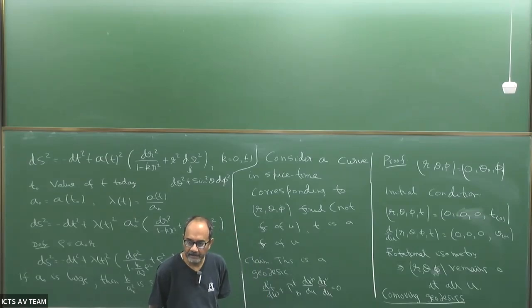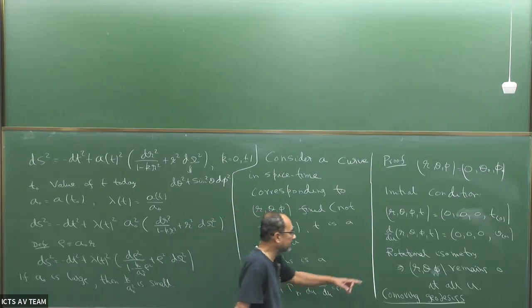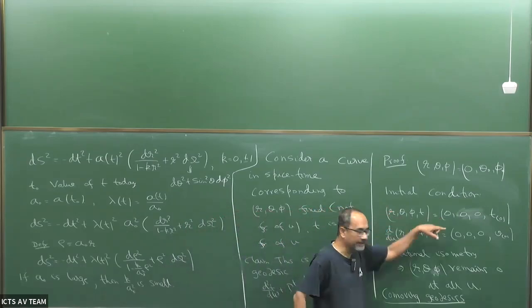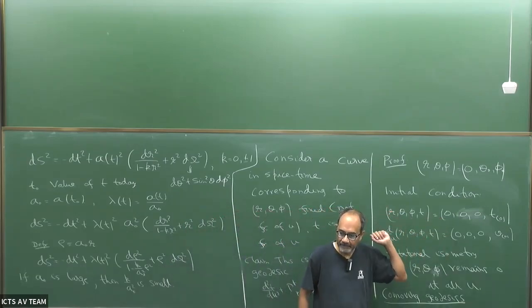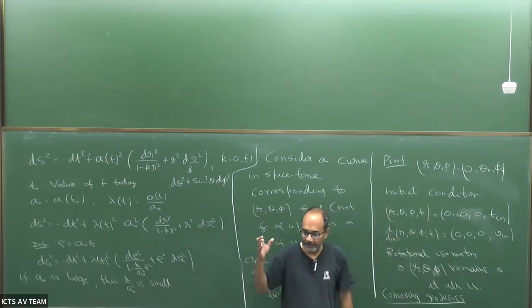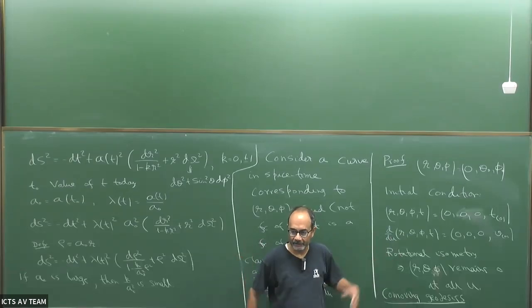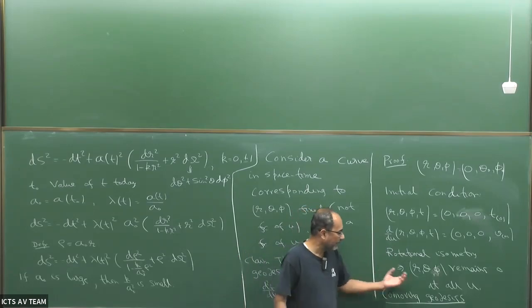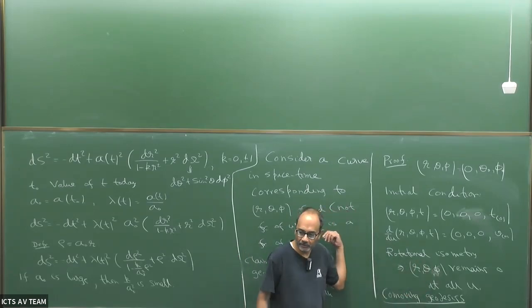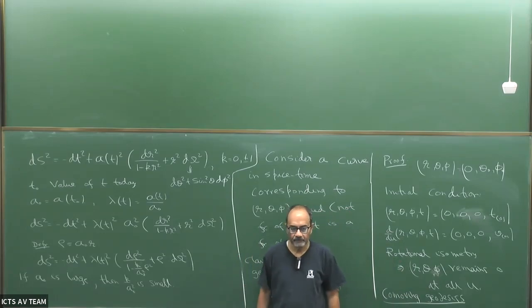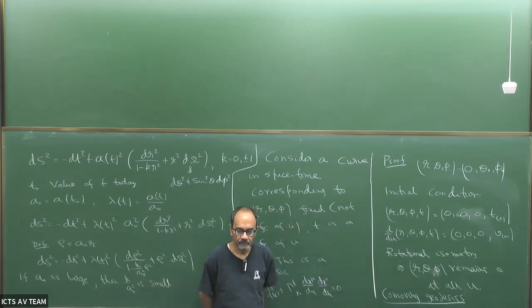Because we know that given an initial condition, you can always find the geodesic. It's a second order differential equation, and these are the initial conditions. So that geodesic determines t as a function of u by solving the equation, and whatever it is, that is a geodesic. This argument only says that with this initial condition, r, theta, phi doesn't change.